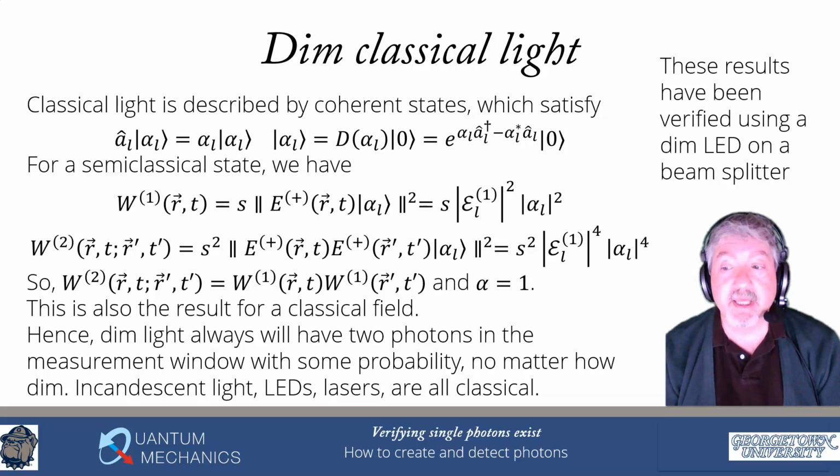Now, this experiment of shining dim classical light on a beam splitter has actually been done, and it's actually been verified that the probability of getting those 2 photons within that measurement window is exactly what we predicted here. So it's pretty neat that you can really verify that these classical light sources actually behave classically, and they are not single photon light sources.